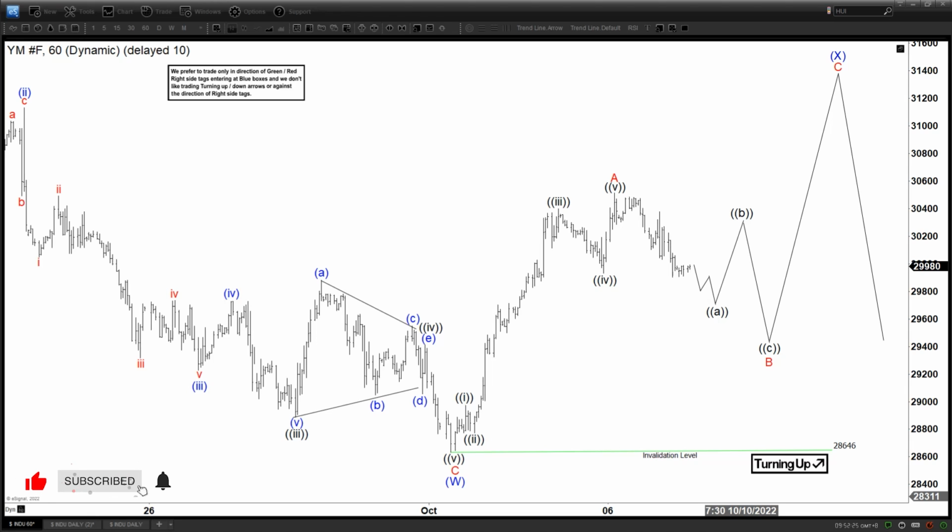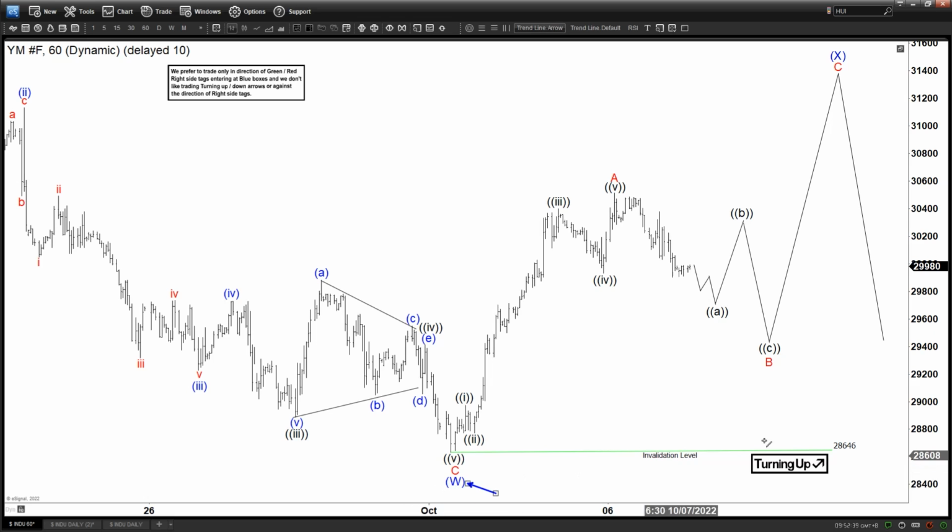Today we're going to be looking at the chart of the Dow. This is Dow Futures, YM, 60 minutes chart. Now we can see right here that we ended W, intermediate degree, at 28,646. Currently doing the wave X rally in the form of a zigzag ABC, and we finished the first leg A here.